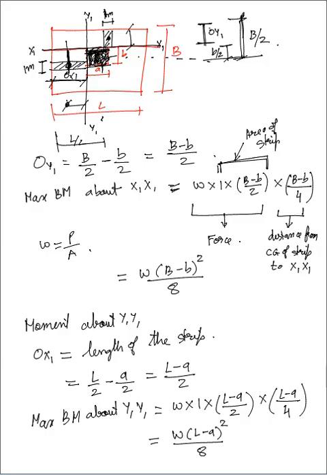Remember one thing here: for the limit state method, our w u will be multiplied by 1.5. So don't forget to multiply the w value by 1.5. This is your step number 2. Now we have got the maximum bending moment about x1 as well as about y1. So the next step is the depth required. The third step is to find out the depth required.